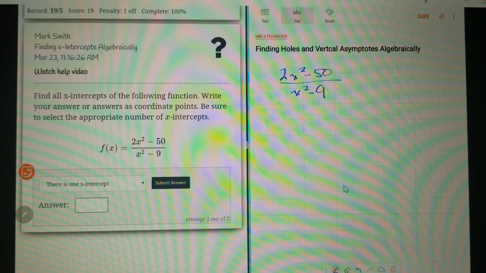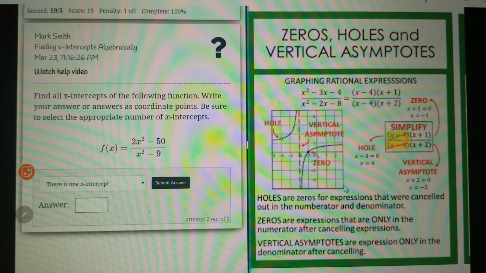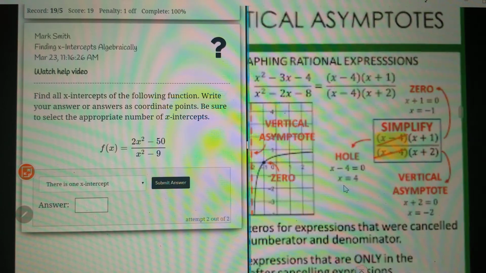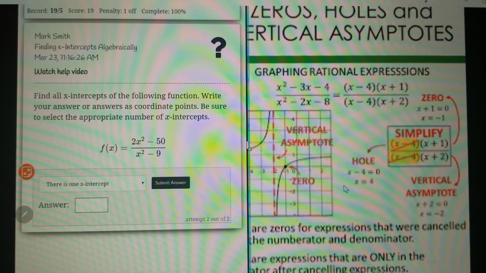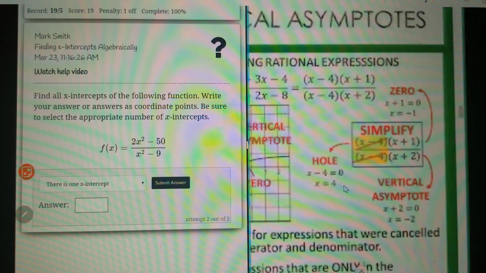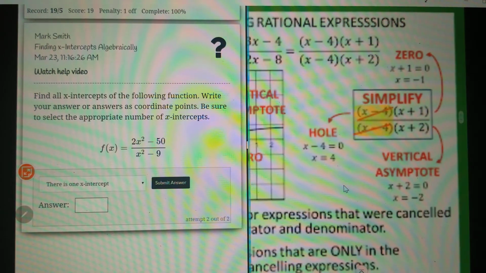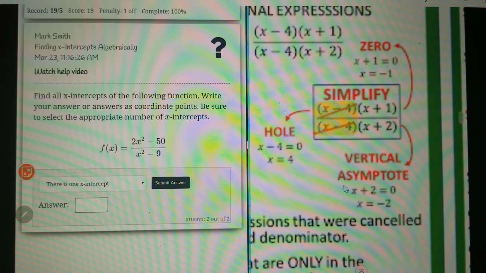So let's look at x-intercepts for graphing rational expressions. So here's a rational expression. This note is in your blog, and it tells you what a hole is, a vertical asymptote is, and a zero is. The first thing we've done is factor these two expressions and then see if there's anything that can be canceled out. In this case, there is. Both negative 4s can be canceled out. That creates something called a hole.